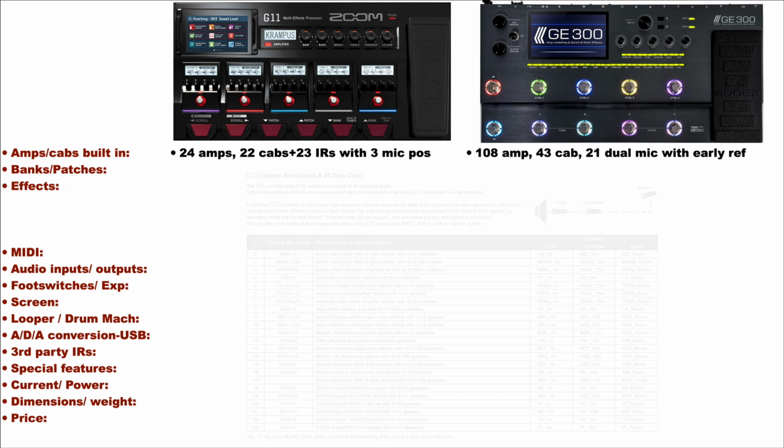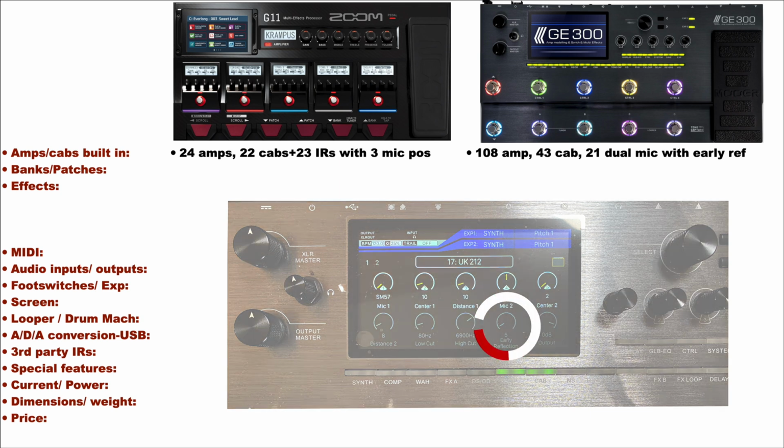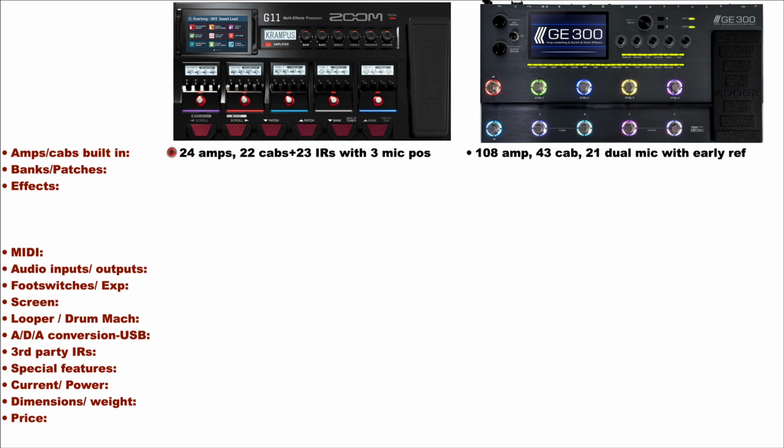On the other hand, the G300 offers 108 amps, 43 cabs and 21 mics. The G300, other than having more amps, cabs and mics, has two nice features. The first one is the possibility to combine two microphones to mic a cab, choosing them among the 21 available, and the other one is the possibility to also have the sound of the room called early reflection. So I would give a thumbs up to the G300 as it offers more amps, cabs and mics and more flexibility.